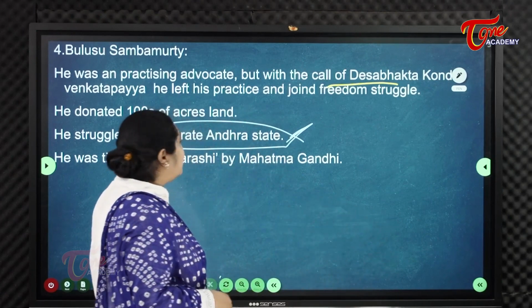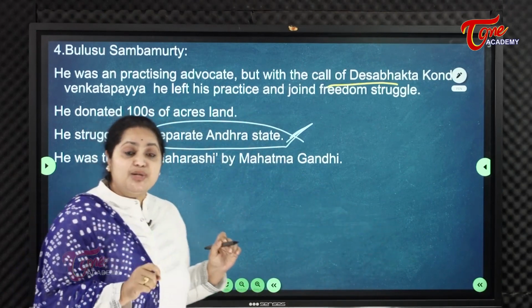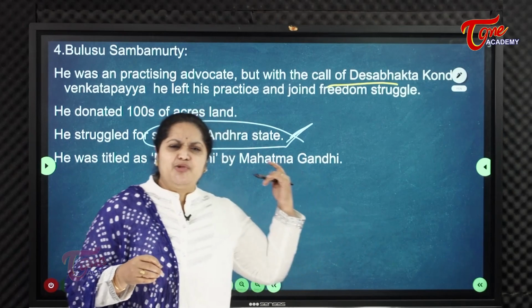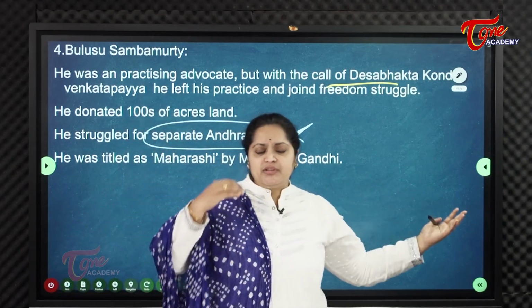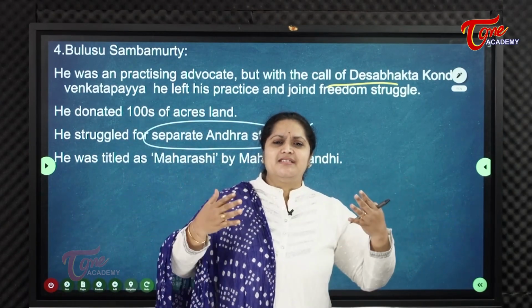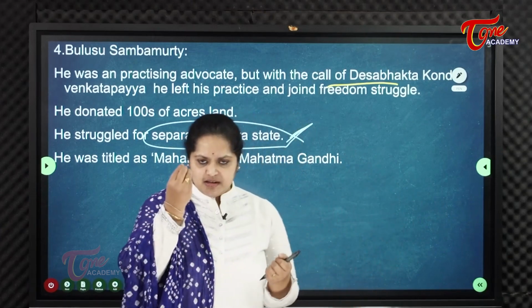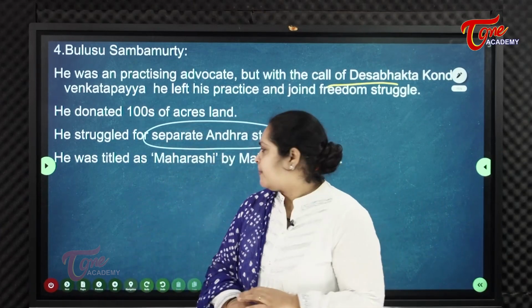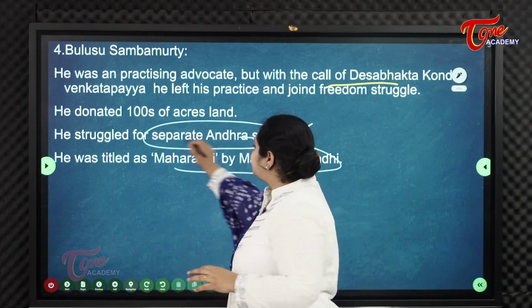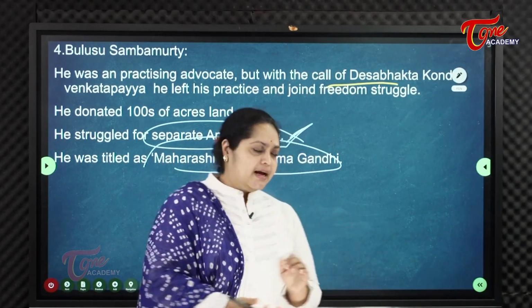He was even titled Maharishi by Mahatma Gandhi. So he is called Maharishi Bulusu Sambamurthy, and he donated crores of property to the cause of freedom, and he lived like a Maharishi with very minimal needs. So he was titled Maharishi by Mahatma Gandhi.